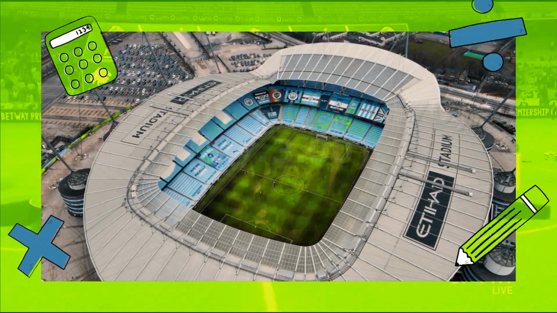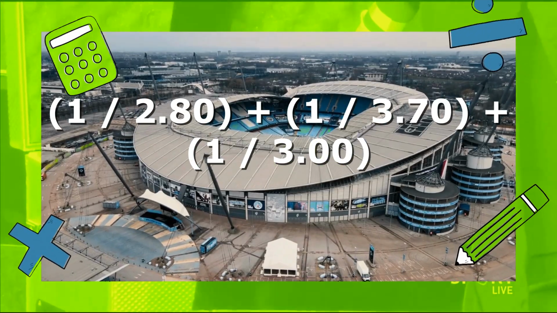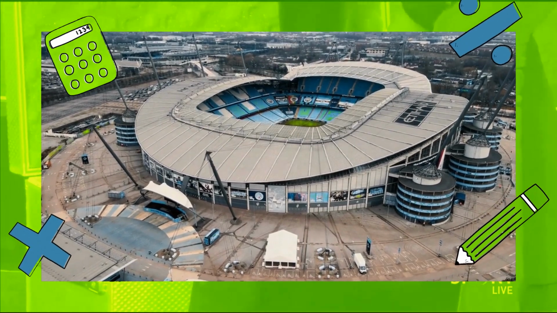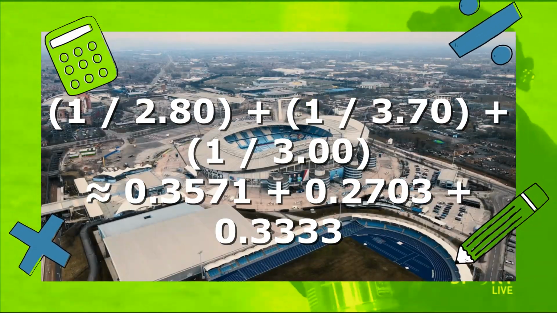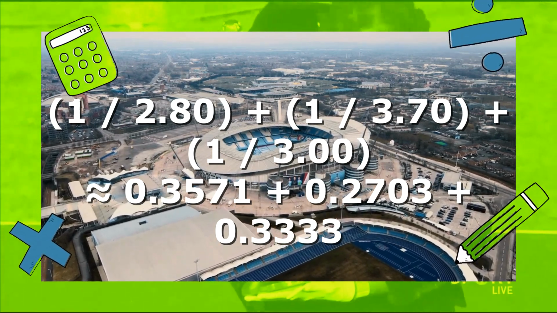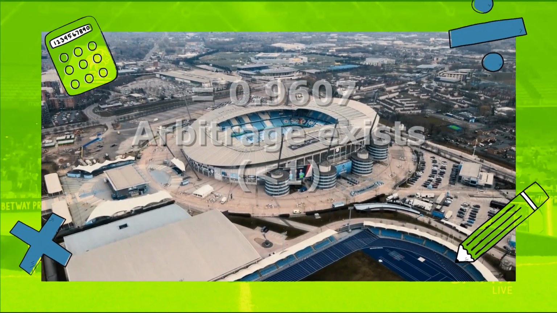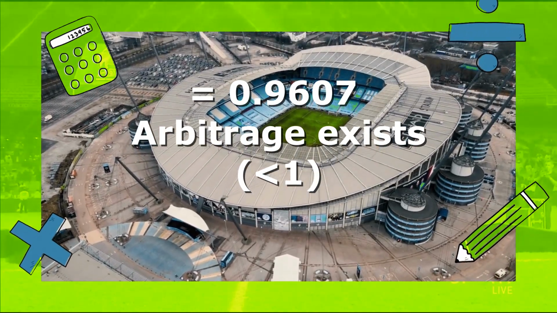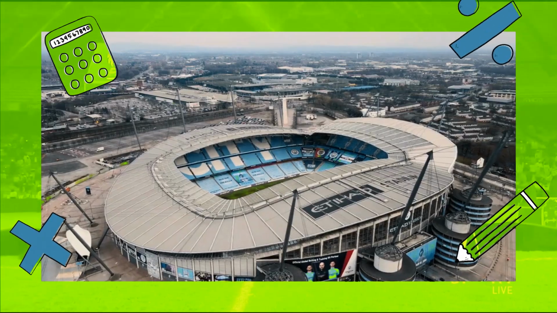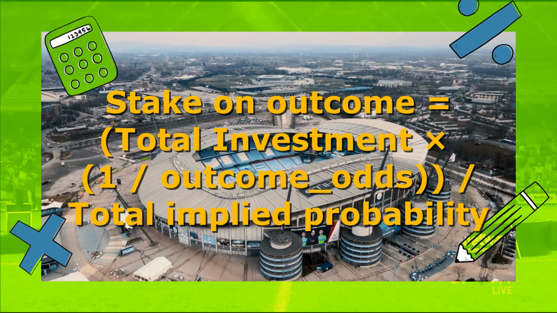Now, 1 divided by 2.8 plus 1 divided by 3.7 plus 1 divided by 3 equals approximately 0.3571 plus 0.2703 plus 0.3 recurring. So that equals 0.9607, which means arbitrage exists since it's less than 1. Now, how much to bet? Suppose you want to invest 1,000 Rand in total. You'd use this formula to calculate each stake.